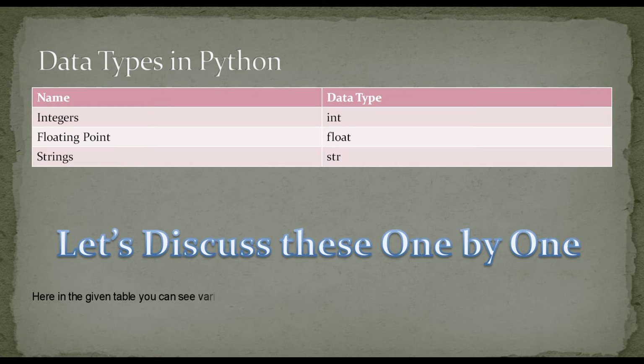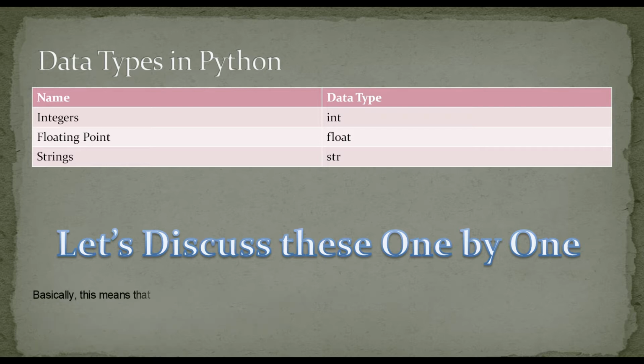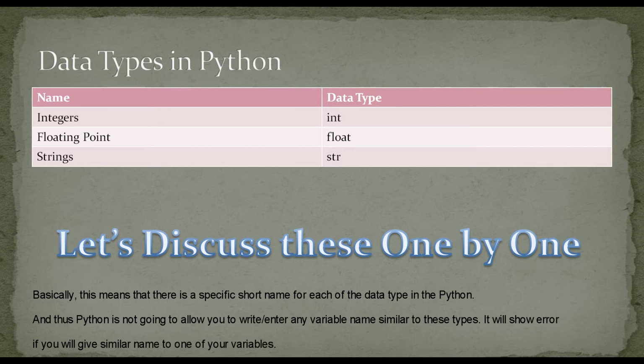Here in the given table, you can see various data types which will be used in Python coding. First column is representing the name of the data type. The second column is representing the type. Basically, this means that there is a specific short name for each data type in Python, and thus Python is not going to allow you to write or enter any variable name similar to these types. It will show error if you give a similar name to one of your variables.